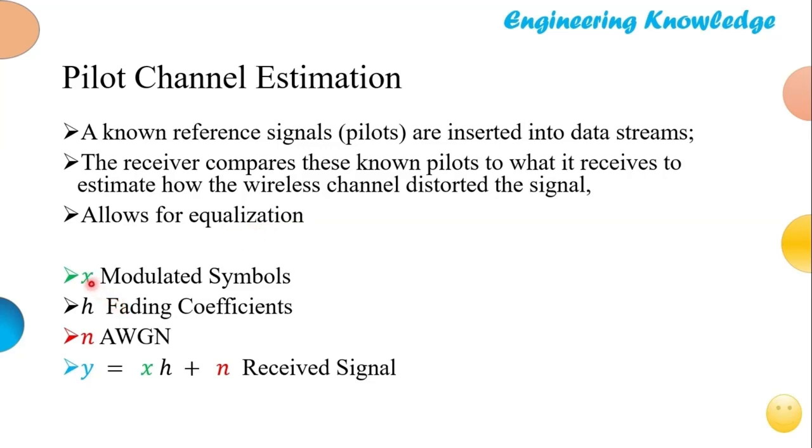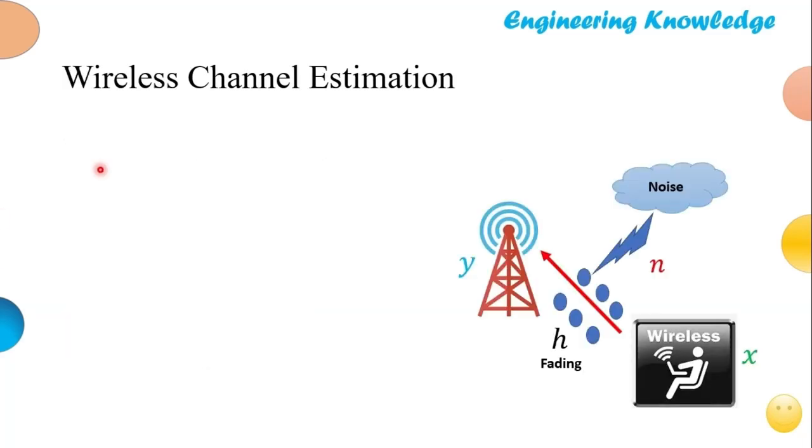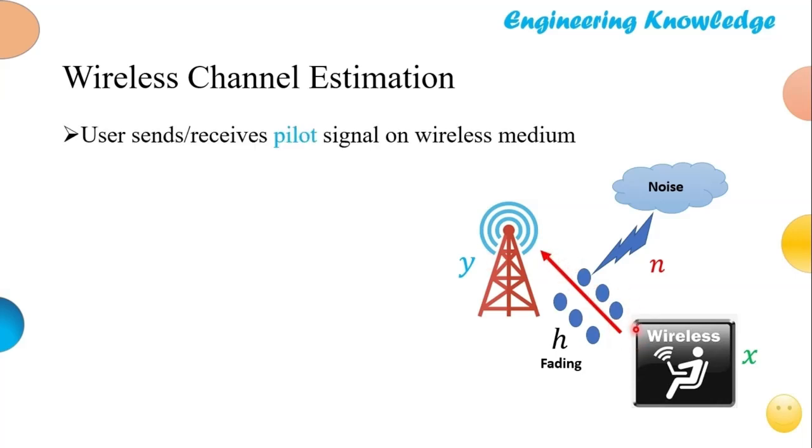So suppose that x is the modulated signal, h is the fading coefficient, n is the AWGN, and then the received signal is given by xh plus n. So basically this we have discussed many times, that if a wireless user tries to communicate with a receiver, the signal travels on the wireless path, and your user sends first of all a pilot signal over a fading channel h in the presence of AWGN, additive Gaussian noise n, which is random, h is also random, y is received. So basically y is equal to xh plus n.